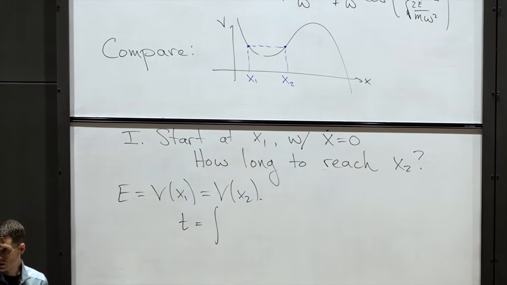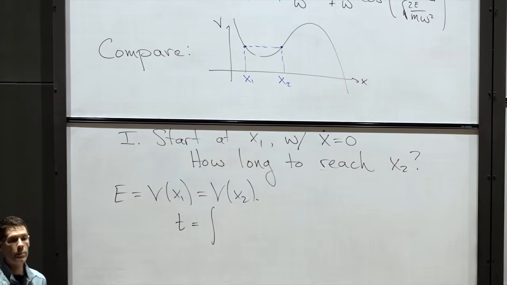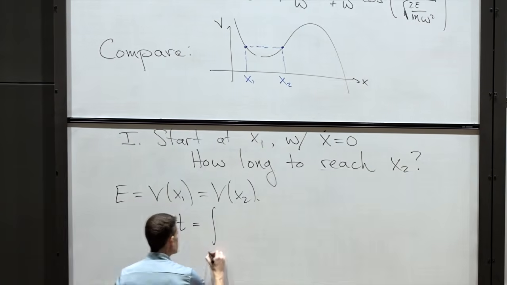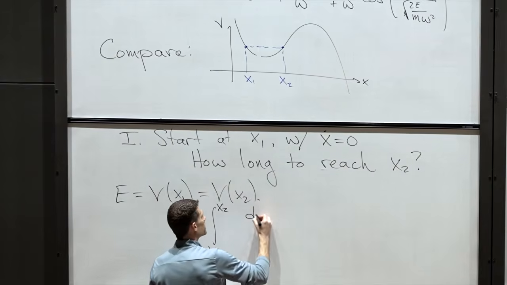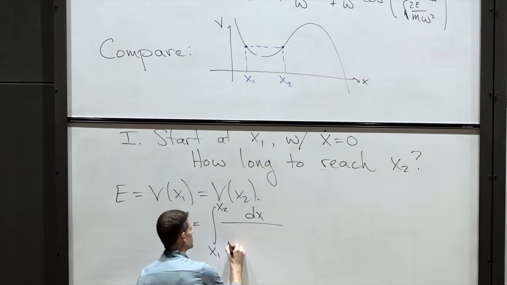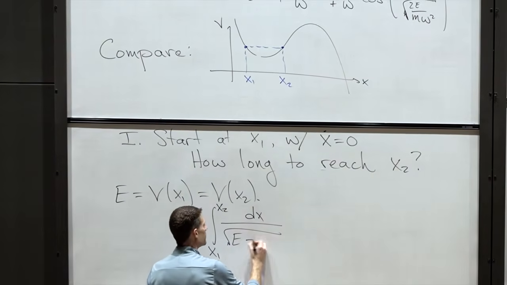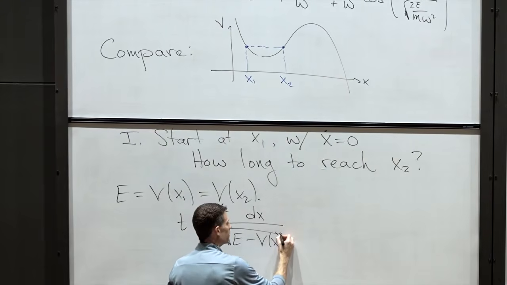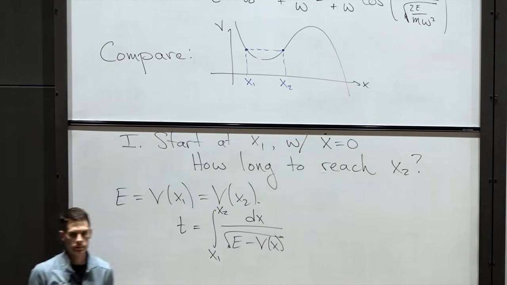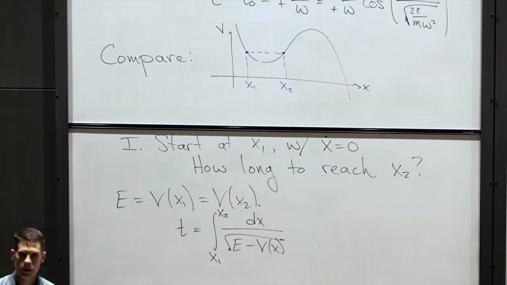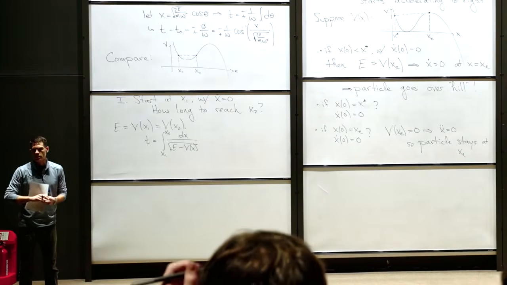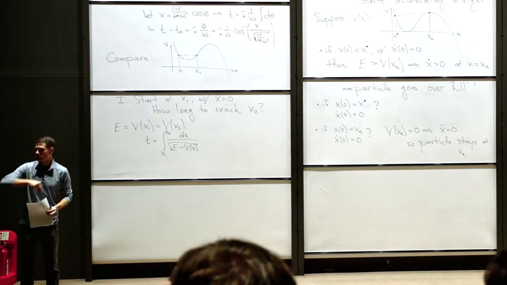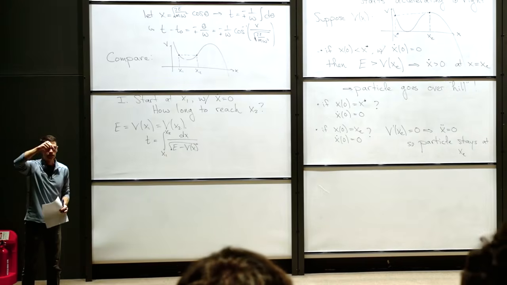So not a generic antiderivative, but an integral from x1 to x2 of dx over the square root of e minus v of x. Now this is where you have to be a little bit careful, because you might say, oh, well, I know the particle is actually going to go to x2 and then it's going to come back to x1.